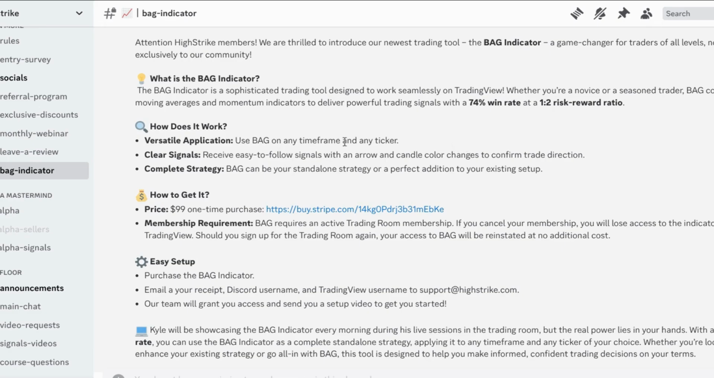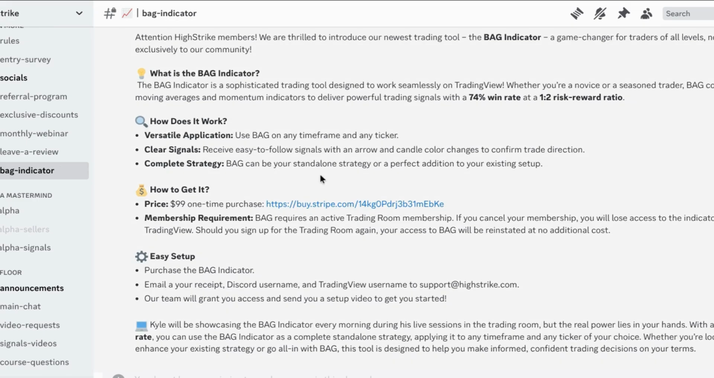You can use any time frame, any ticker. For my strategy, I do the 4-minute time frame and only on the NQ futures. We'll go to the charts in a minute to look at that. Clear buy and sell signals, green arrow up to buy, red arrow down to sell. It can be a standalone strategy.